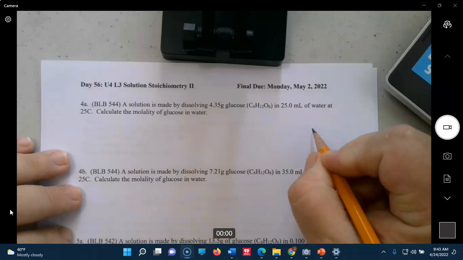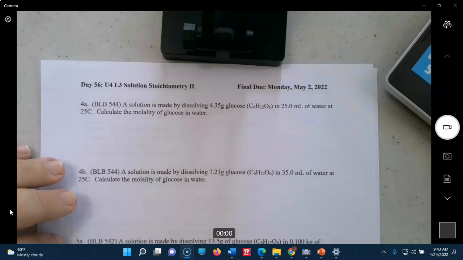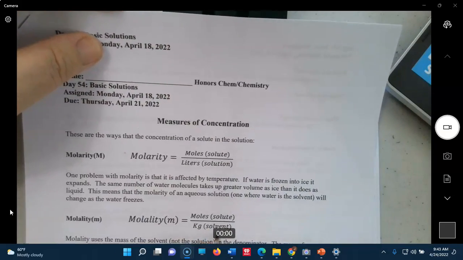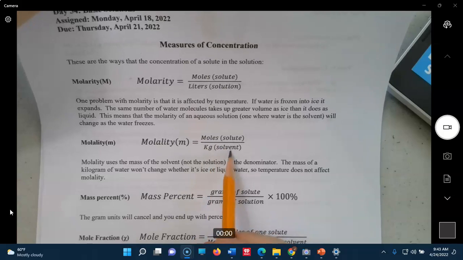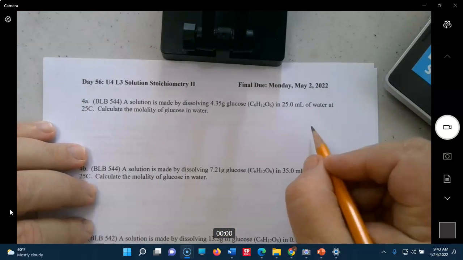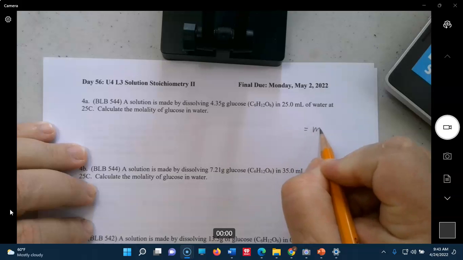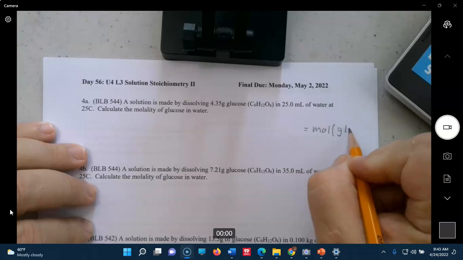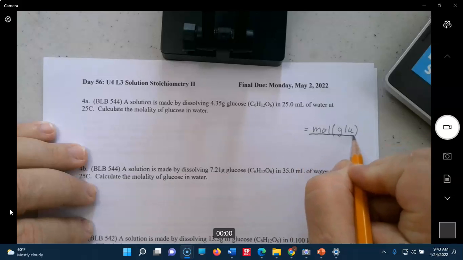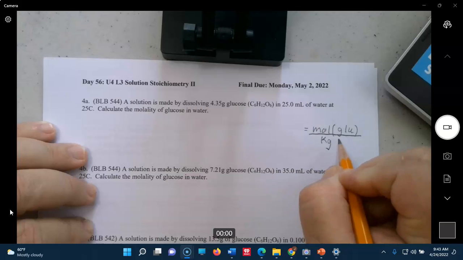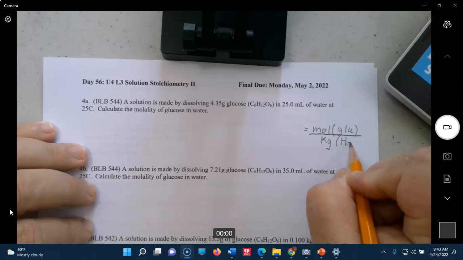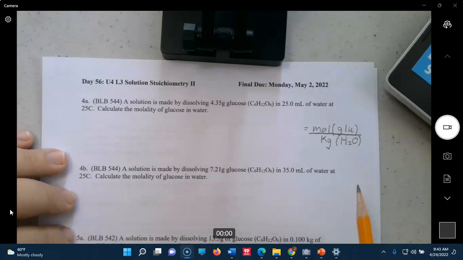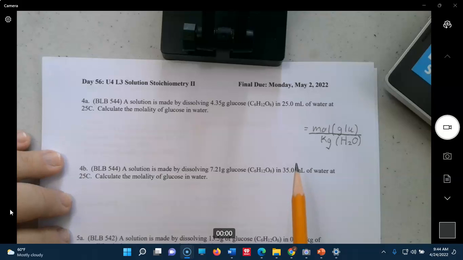So we come over here and again, go to your sheet if you need help with the definition. Molality is moles of solute over kilograms of solvent. Okay, so we're going to write that. The solute is the glucose. I'm just going to call that glu rather than writing out that whole formula every time. And it's over kilograms, and the solvent is water. Again, don't get solvent confused with solution, which is both of them together. So we need to end up with moles of glucose over kilograms of solvent.